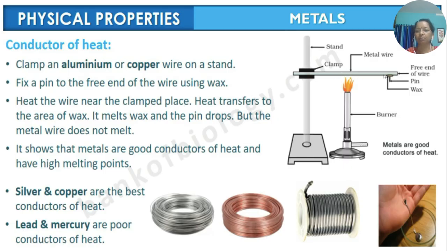So metals are good conductors of heat, which can be proved. Silver and copper are the best conductors of heat. Lead and mercury are poor conductors of heat.